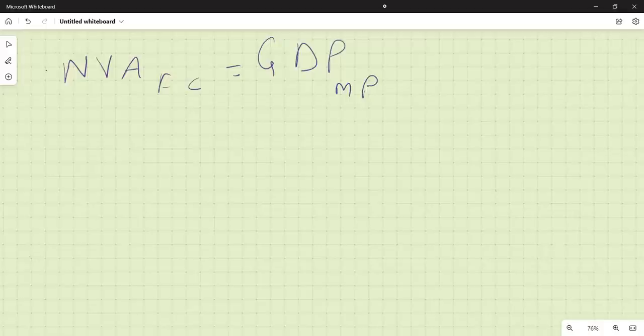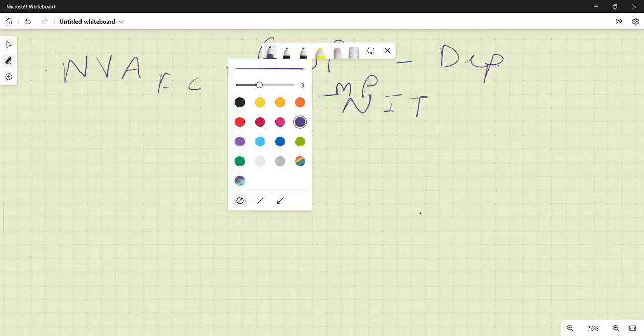So first conversion, the very first conversion, gross to net. Whenever we have to find the value of net, it is gross minus depreciation. You can go through the previous videos. Gross minus depreciation is equal to net. Domestic product is equal to value added, no doubt. And now we have to convert MP into FC. So to find out the value of FC, we'll write FC is equal to MP minus NIT. So this is the third conversion. So to find the value of NVA at FC, we have to do GDP at MP minus depreciation and then minus NIT. Now we'll see all these values.